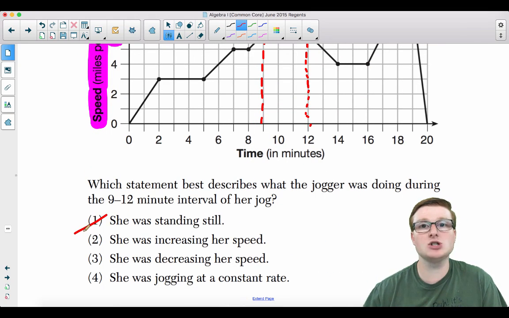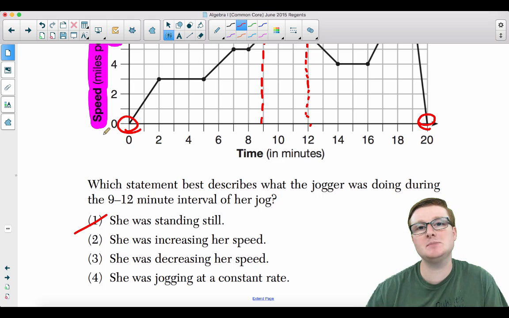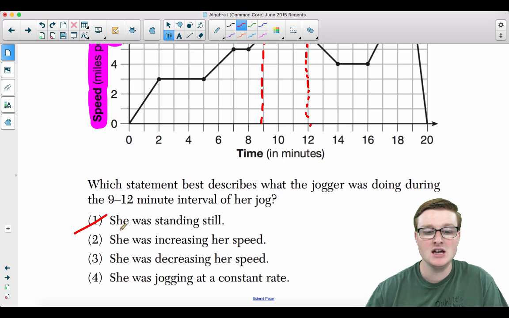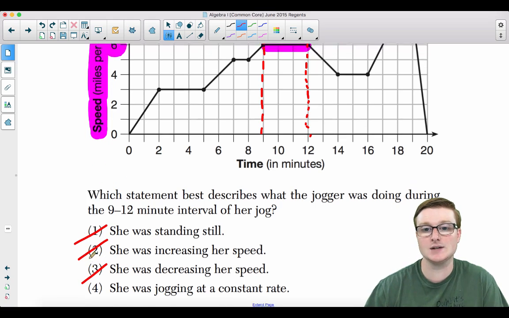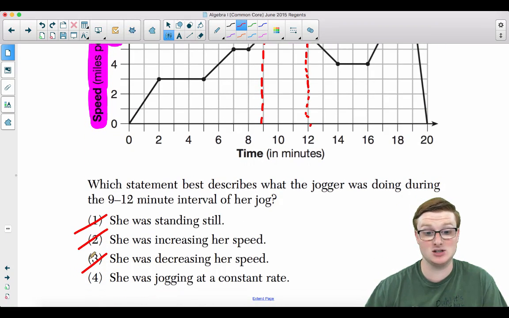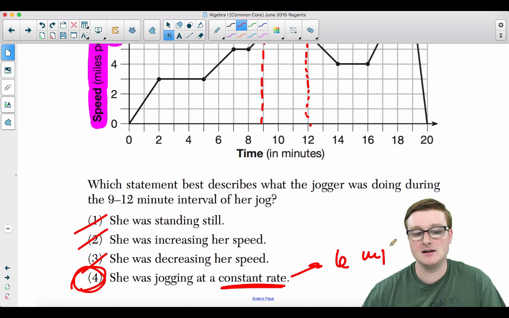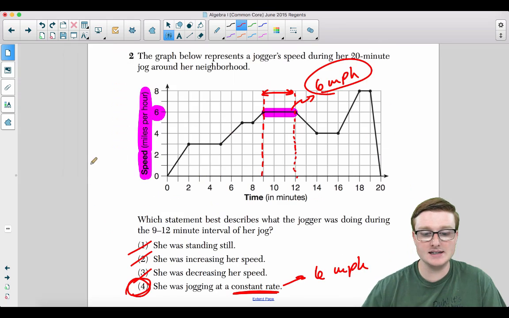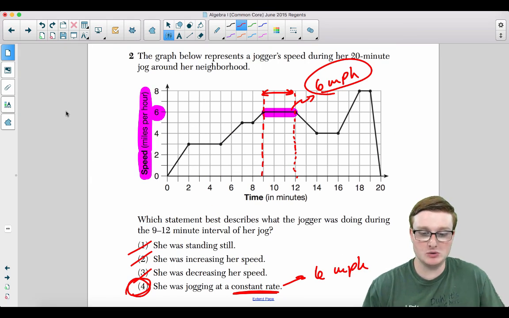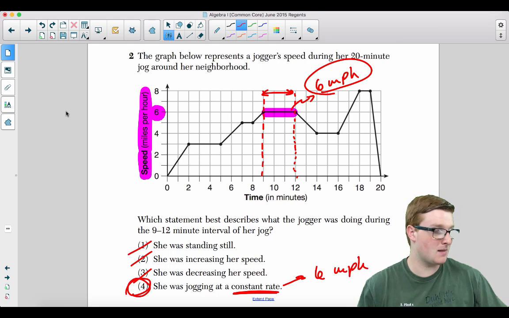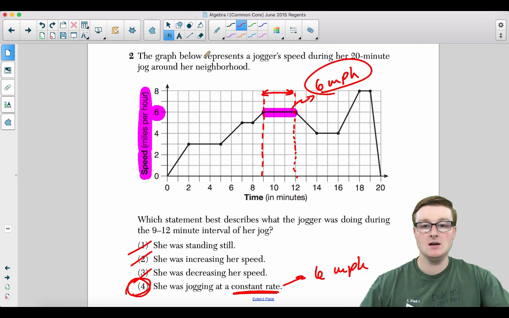She was standing still. That was the trick answer. She was not standing still. Standing still would be here. This is standing still because her speed would be 0 miles per hour. She was increasing her speed. That makes no sense. The slope isn't positive. She was decreasing. No, the slope is not negative. The slope is a 0 slope or a constant slope. So, choice 4. She was jogging at a constant rate, yes, of 6 miles per hour. And that is the answer to question number 2. She was jogging at a constant rate of 6 miles per hour. All right, moving on to question 3.